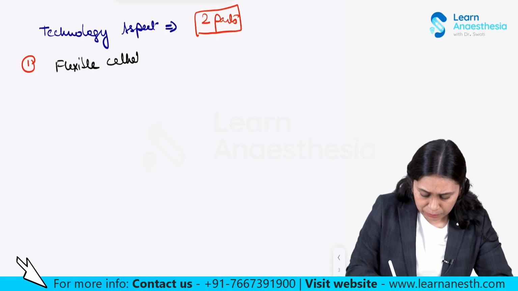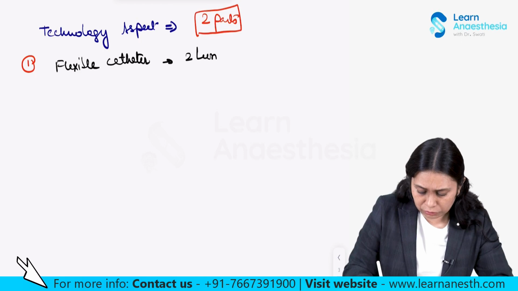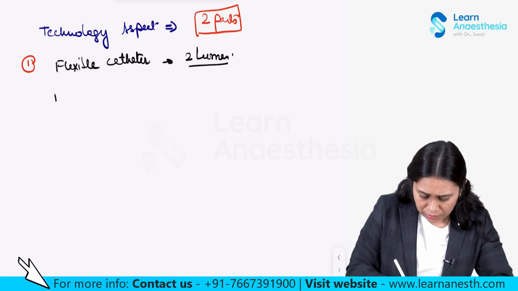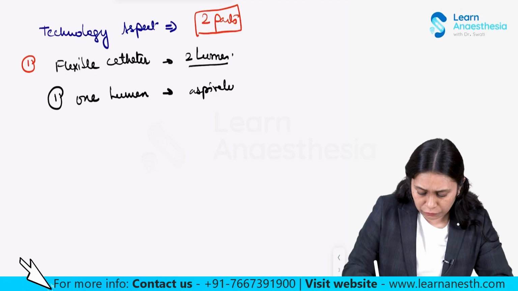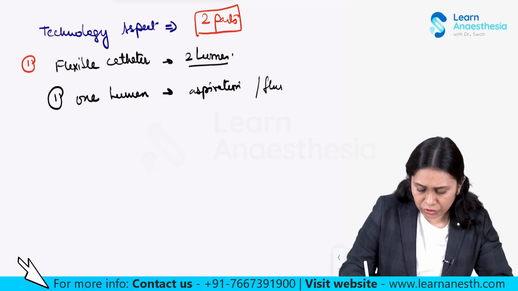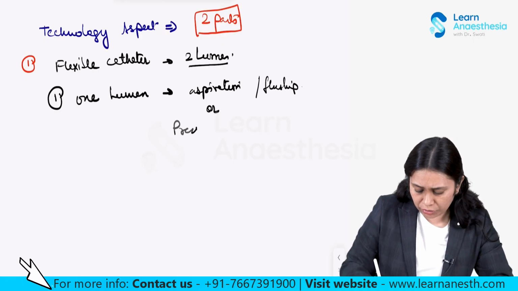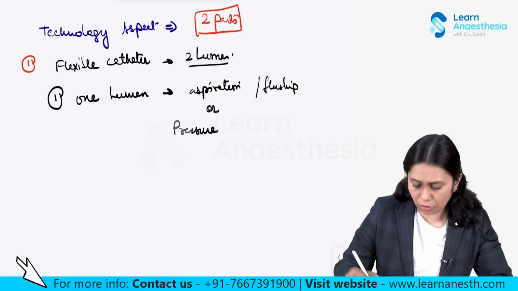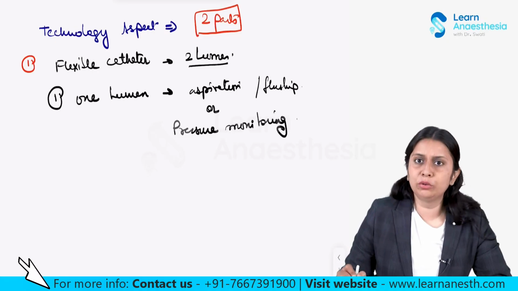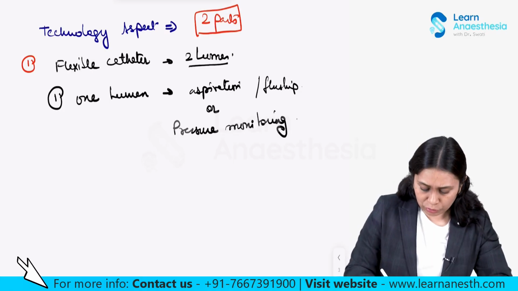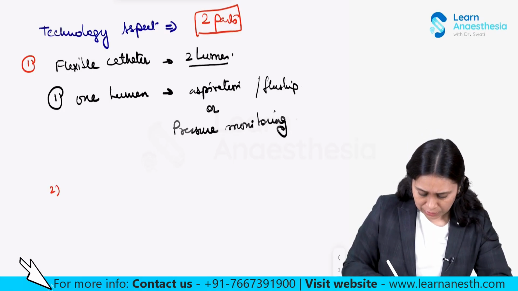Now this flexible catheter, as I said, has two lumens. The first lumen is used for aspiration and flushing, or for pressure monitoring. So this allows aspiration, flushing or pressure monitoring, which we do a number of times for the device. And the second lumen is the main lumen.